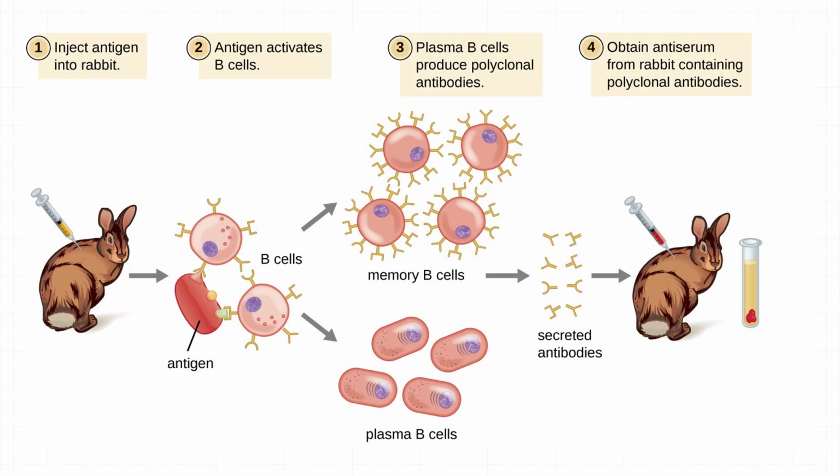So in the diagram, you can see the test tube next to the rabbit contains a yellowish fluid. This is the serum. So the serum is blood plasma from which the clotting factors have been removed. So the serum contains all the antibodies that were secreted by the plasma B cells into the bloodstream. Because these antibodies came from many different plasma B cell clones, all targeting different epitopes of the injected antigen, this serum is called anti-serum, or specifically polyclonal anti-serum.